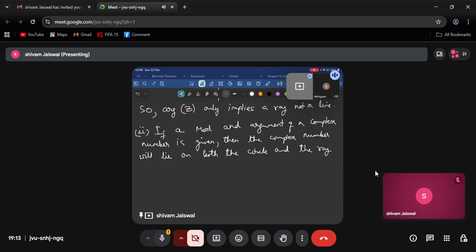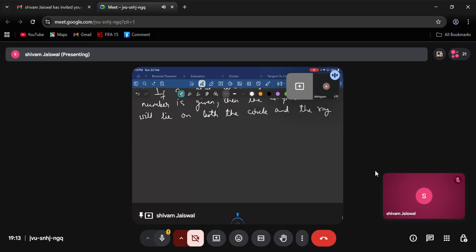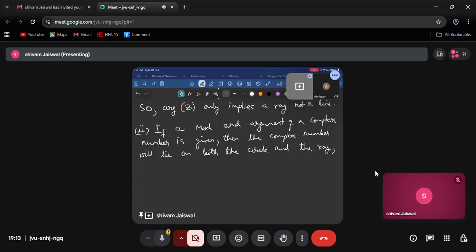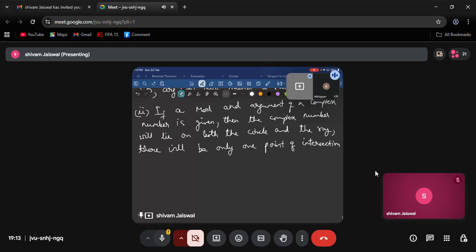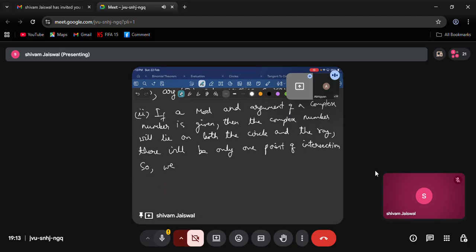Now, tell me, if there is a circle whose center is the origin, and there is a ray originating from the origin, how many points of intersection will there be? Only one point of intersection, right? So only one complex number. So we'll get a unique complex number. Are people getting how we are going to get a unique complex number, as modulus and argument are given to us? If anyone has any doubt, you can ask me.